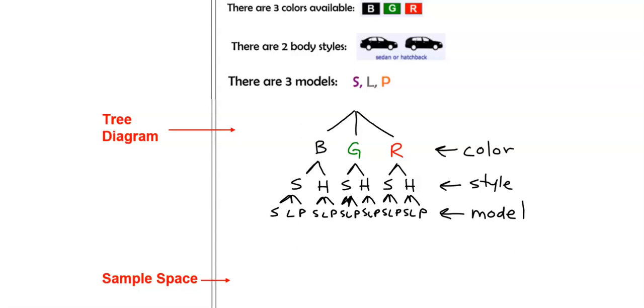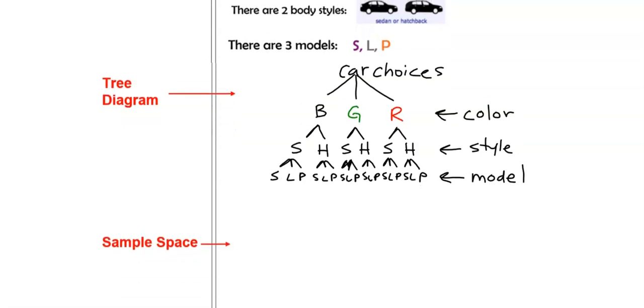All right, that's a tree diagram. That's it. It's just a visual of your car choices. Maybe you want to give it a title, if I could spell. Car choices. Okay. So one thing you can do with a tree diagram is you can count your possible outcomes, and you can do that by just counting the items in your very last row. So 6, 7, 8, 9, 10, 11, 12, 13, 14, 15, 16, 17, 18. There are 18 possible cars to choose from.